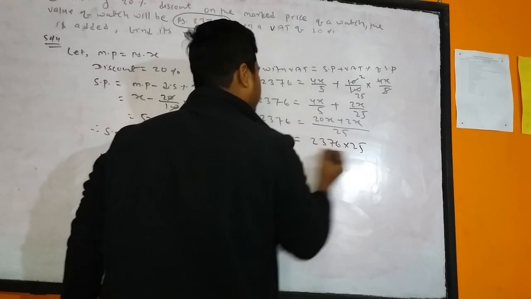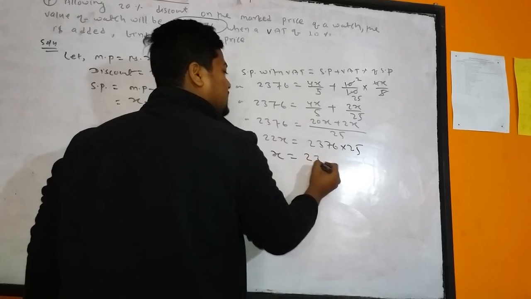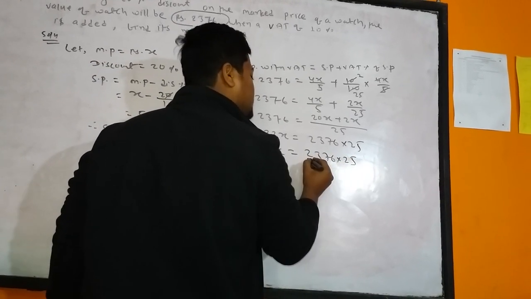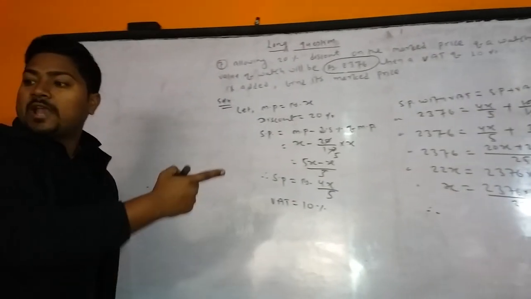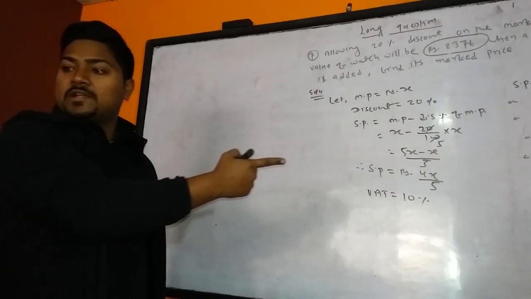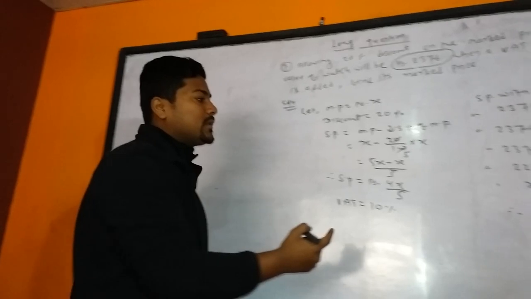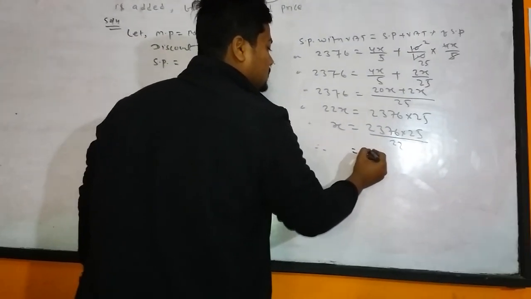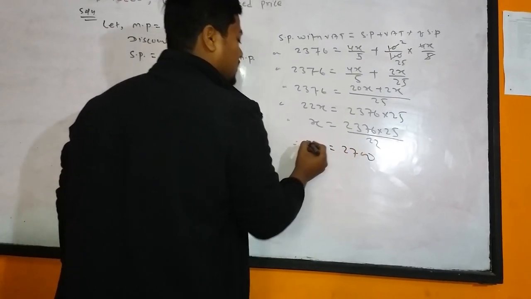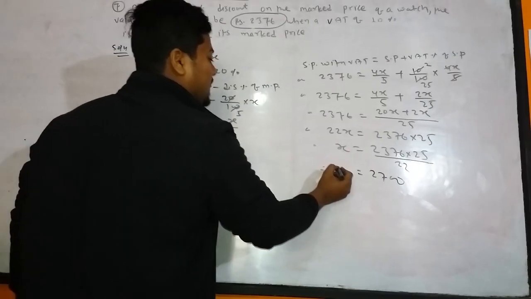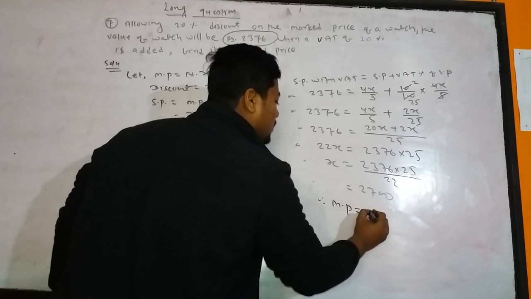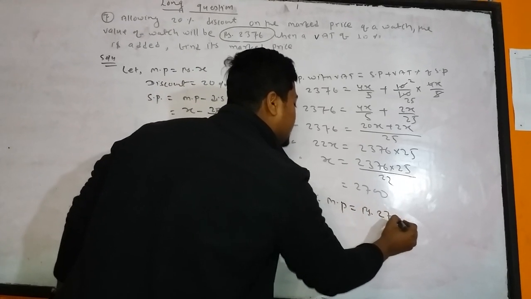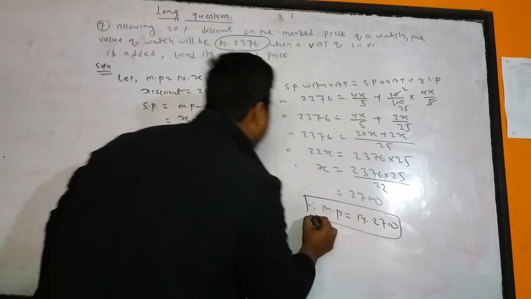2376 multiplied by 25. What will come now? 2376 into 25 divided by 22. Please solve it. 2700. You calculate this, not your values. Yes, what will come? 2700. So x means what? Therefore x value is 2700. So therefore mark price is what? Rupees 2700 is the mark price.